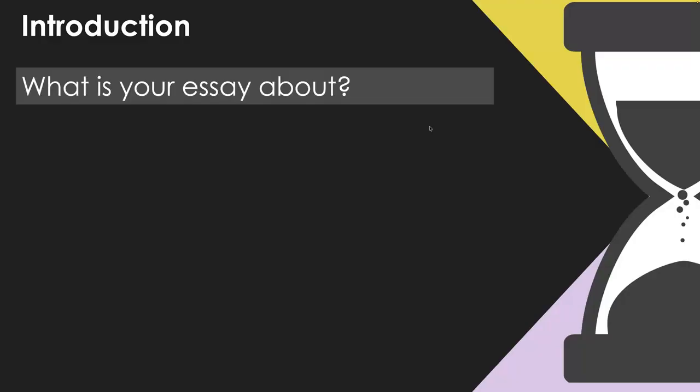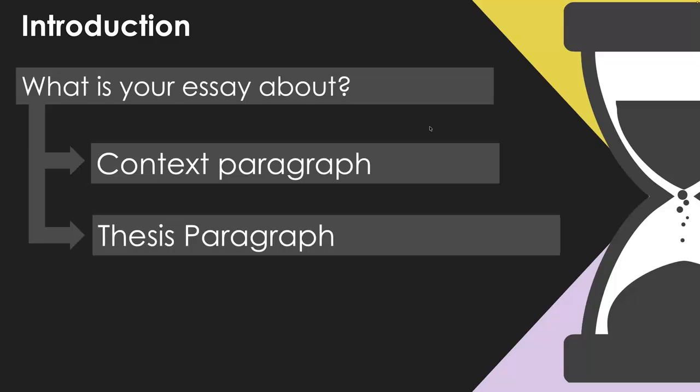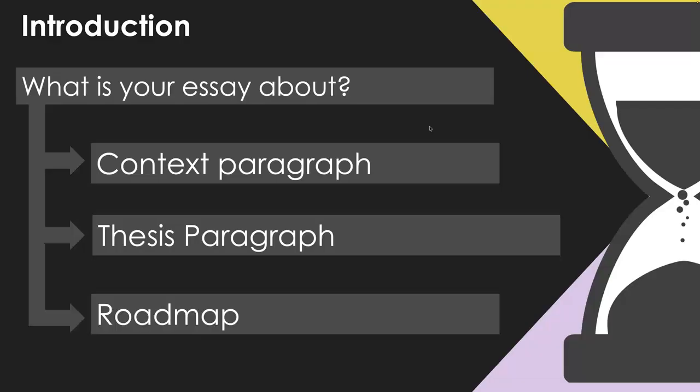What are the elements of an introduction for a research paper? There are three. Take notes, write them down. The main goal for an introduction is to tell your readers what your essay is about. And we're going to start by doing that in a context paragraph. After we have our context paragraph, we'll move into our thesis paragraph, and we'll move into our roadmap paragraph.